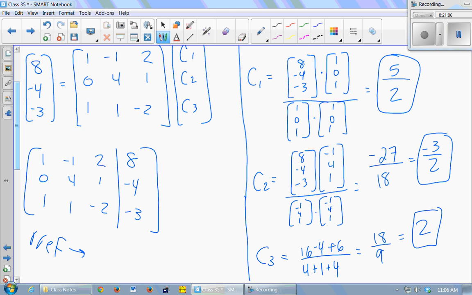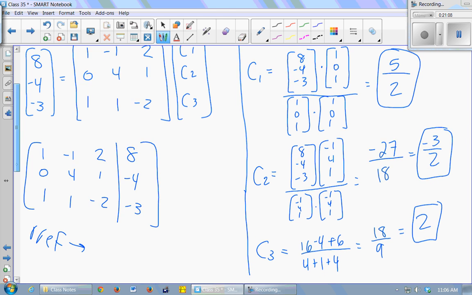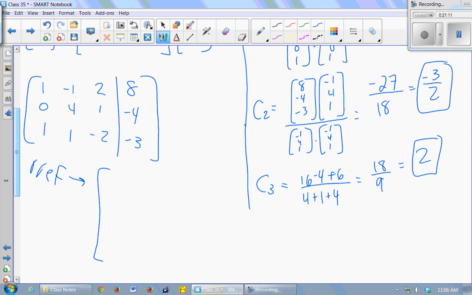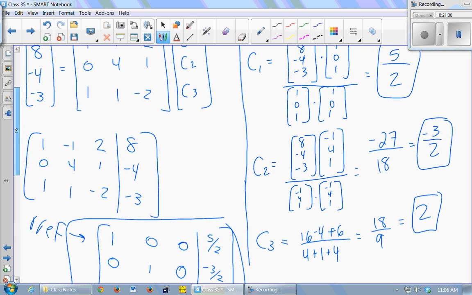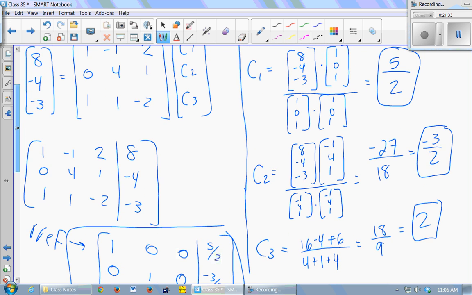So that means that if I RREF this guy over here on the left, I should end up with, you can check it later if you want, the identity matrix 1, 0, 0, 0, 1, 0, 0, 0, 1, with 5 halves, -3 halves, 2. You did it out. Okay, good. So you get the same thing either way. Again, when you're doing it by hand, it doesn't feel like this weight calculation is any easier. But if you're programming a computer, it takes a lot more steps to RREF a matrix than it does to just do some quick calculations.